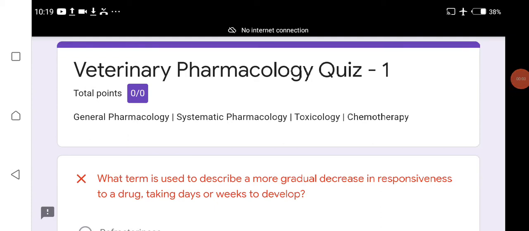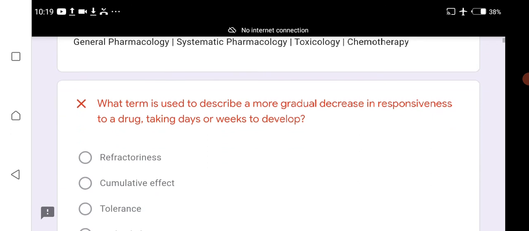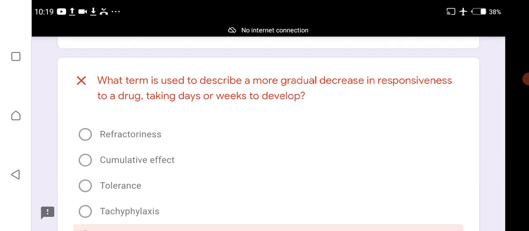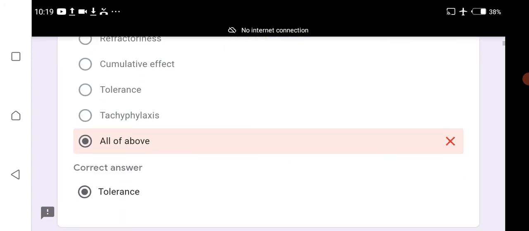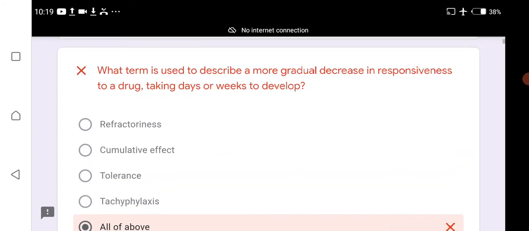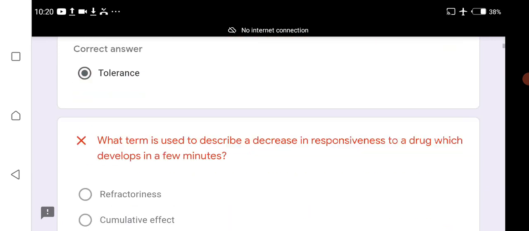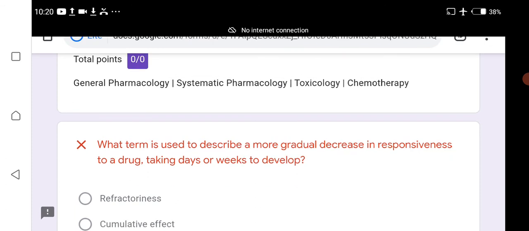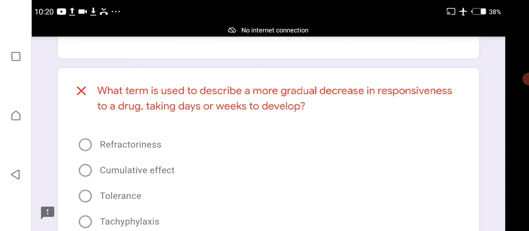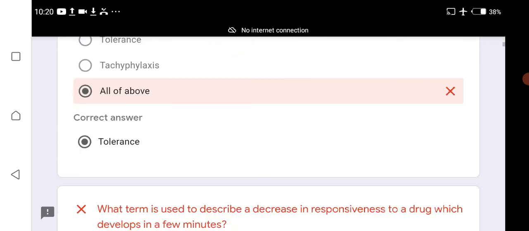Veterinary pharmacology. What term is used to describe a more gradual decrease in responsiveness to a drug, taking days or weeks to develop? Tolerance. Tolerance is used to describe a more gradual decrease in responsiveness to a drug, taking days or weeks to develop.